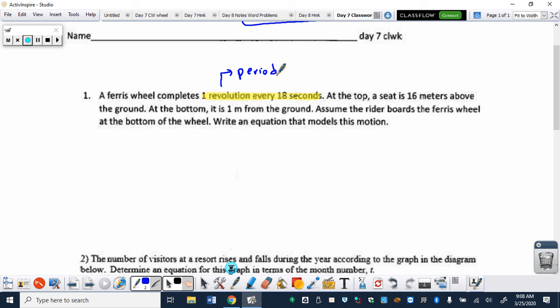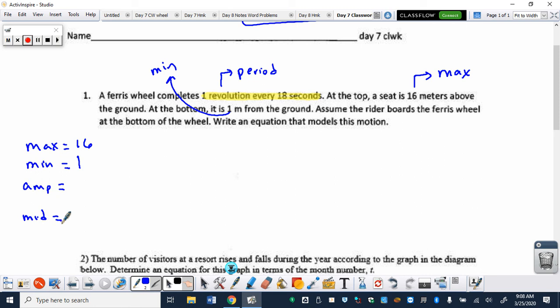At the top, a seat is 16 meters above the ground. Recognize that as the maximum. And at the bottom, it's 1 meter. Recognize that as the minimum. All right, we've got some good information here. So we have that maximum is equal to 16. Minimum is equal to 1. Off of those two, I can get both amplitude and midline. So I can get my A value and my D value pretty quickly.